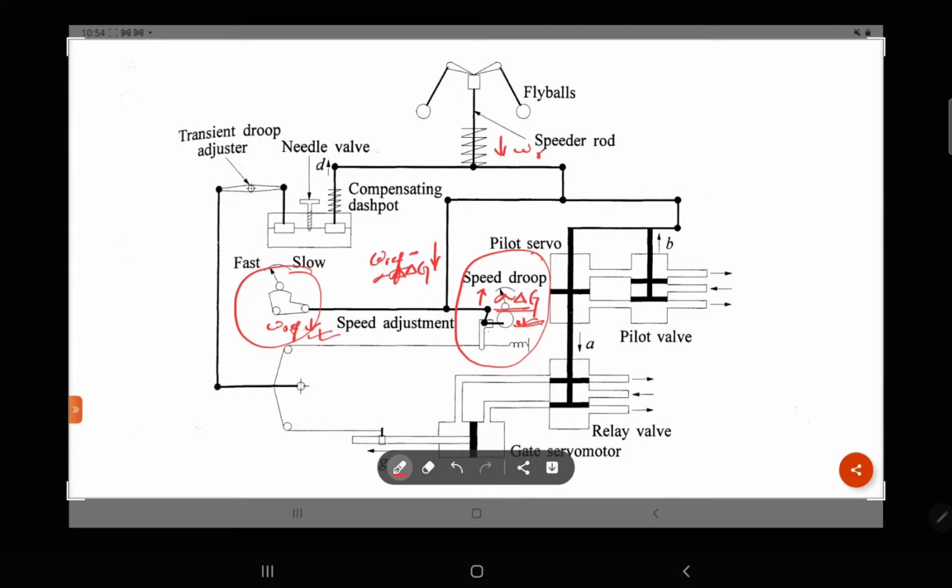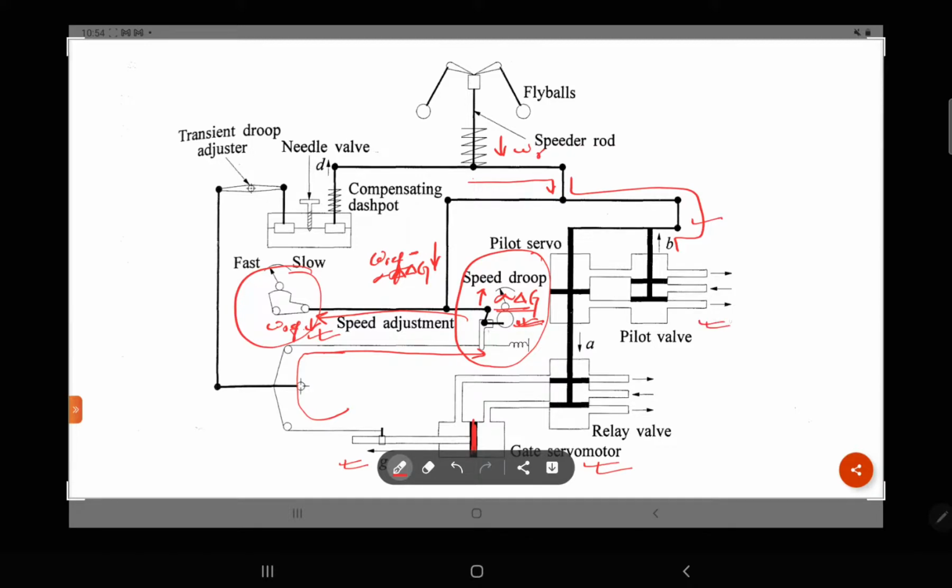Now here is a gate servo motor. The gate is moving right or left, and according to that we are getting g over here. This is connected to the speed droop, and the speed droop is connected to the speed adjustment. As the turbine is moving, this mechanical system is connected like here. The pilot valve gets whatever the speed is over here, and according to that we are adding or decreasing the water input.